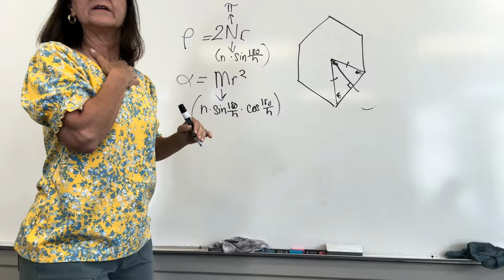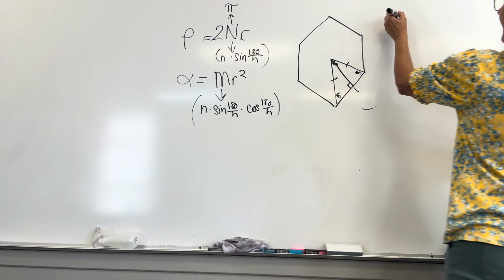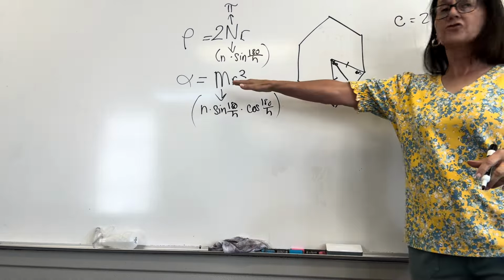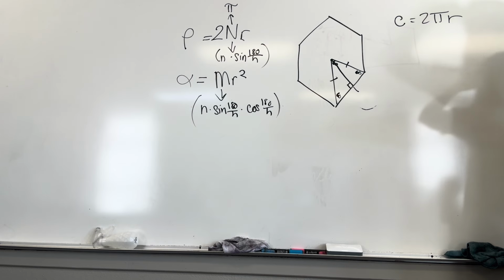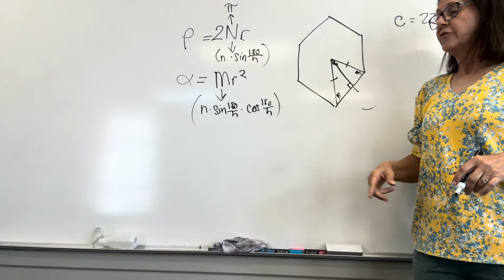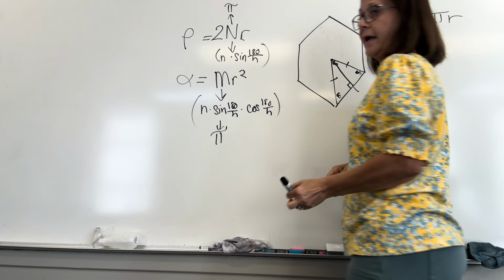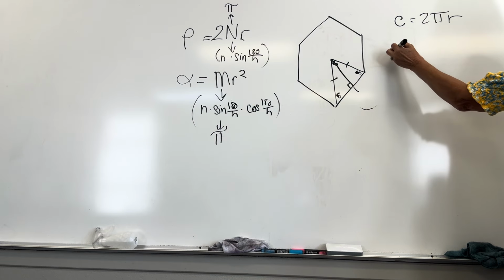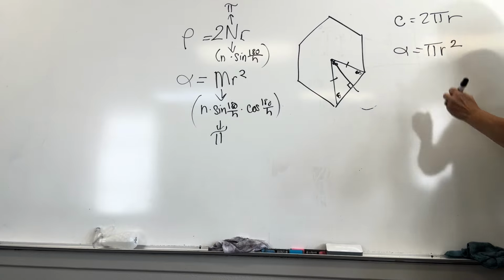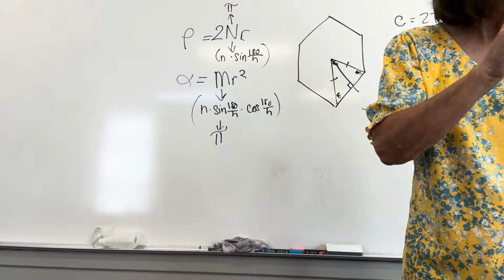Because 2 pi r is what? 2 pi r is the circumference of a circle. The same is true with m r squared. The more sides we have in a regular polygon, the closer the value of m approaches the value of pi, and the area of a circle is what? Pi r squared. And that is what lesson 4 is on.